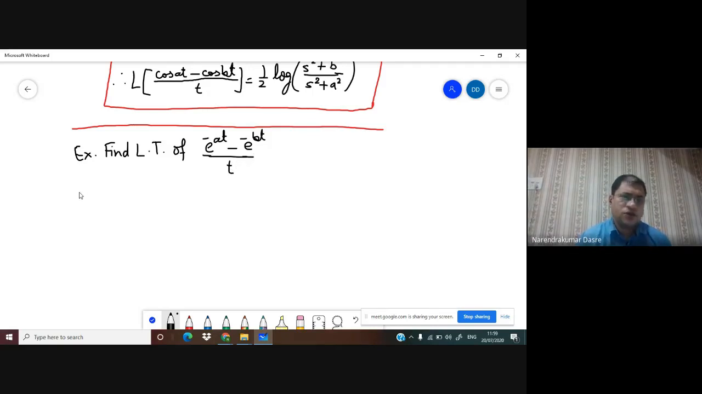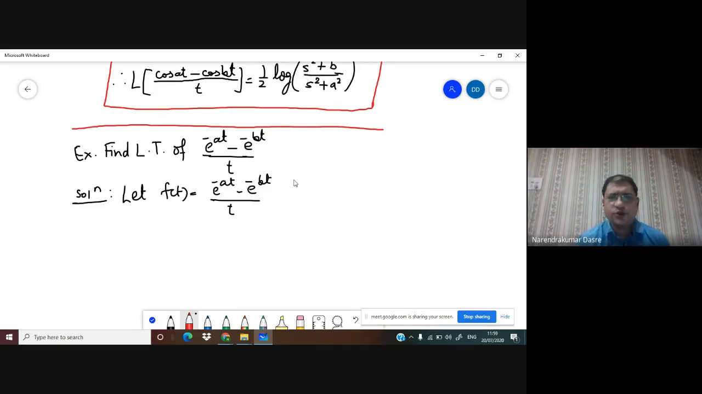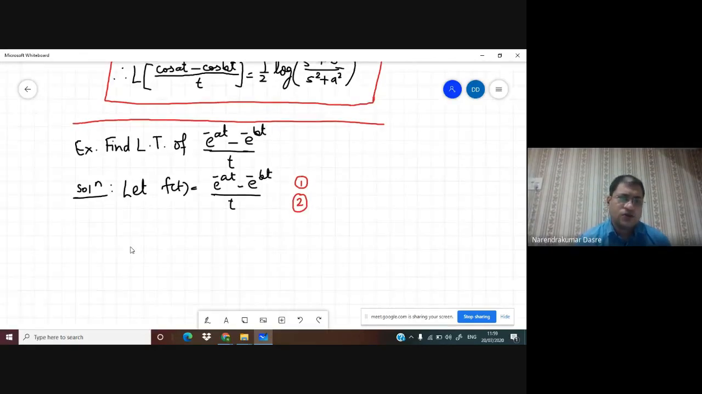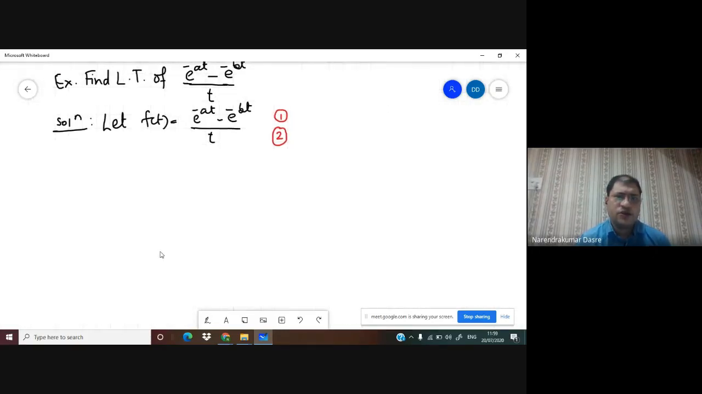Okay, so this is what the function is. So let us try. We have to find out first. We have to write the function. What is the function given to you? So let f of t be e raised to minus at minus e raised to minus bt upon t. As I told you, think of the example, then the steps which you have to follow, and then evaluation. So these are the two steps that we have to follow. So let us try.